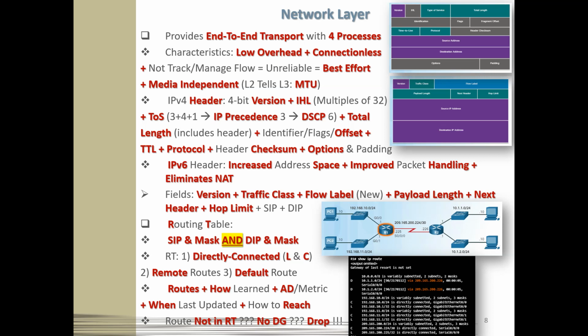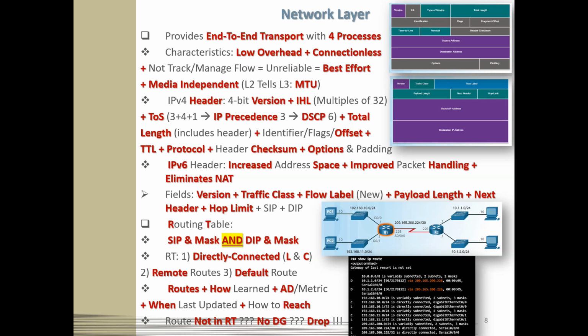IP precedence, a 3-bit field used to identify the level of service a packet receives in the network. Later, because the type of service bits are typically not used, the IP precedence field can be extended from 3 to 6 bits by using 3 bits out of those 4 unused bits. And this new field is called differentiated services code point.